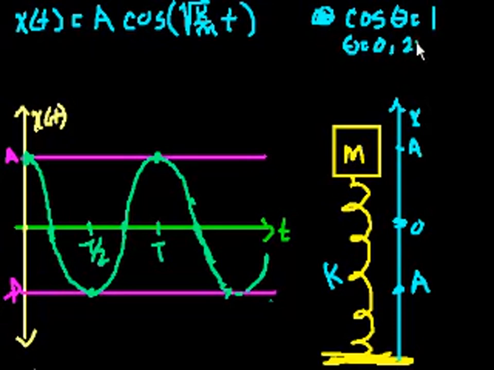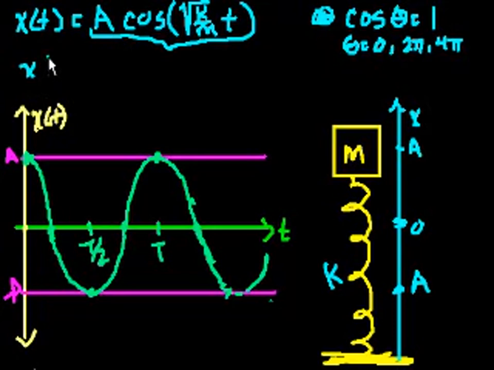Cosine of 2 pi is also 1. Right? We could just keep going around that unit circle. You should watch the unit circle video if this makes no sense to you, or the graphing trig functions. It's also true at 4 pi. Really, any multiple of 2 pi. Cosine of that angle is equal to 1. So the same thing is true for this function.